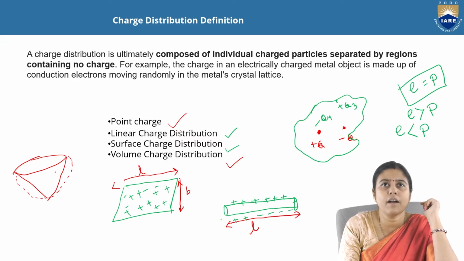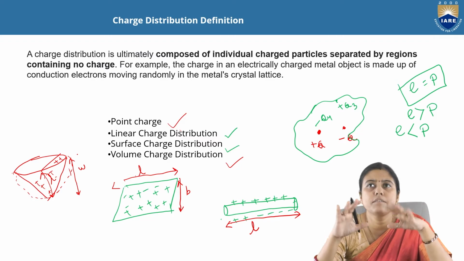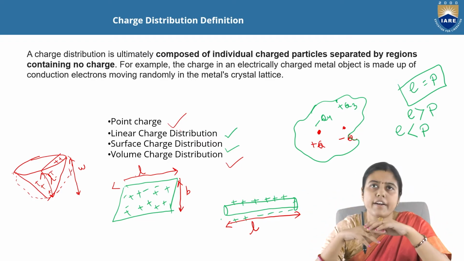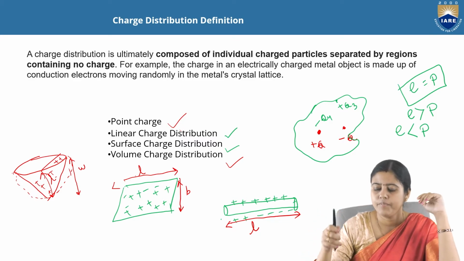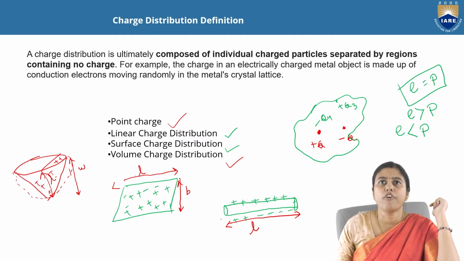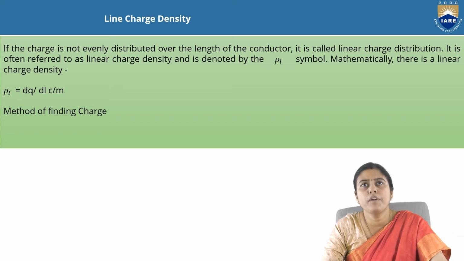While we are thinking about the volume charge density, the charge is distributed along the length, along the base B, and the width W. While the charge is distributed all over an electrical apparatus, we can tell this is the volume charge density. So we have discussed the volume charge density.